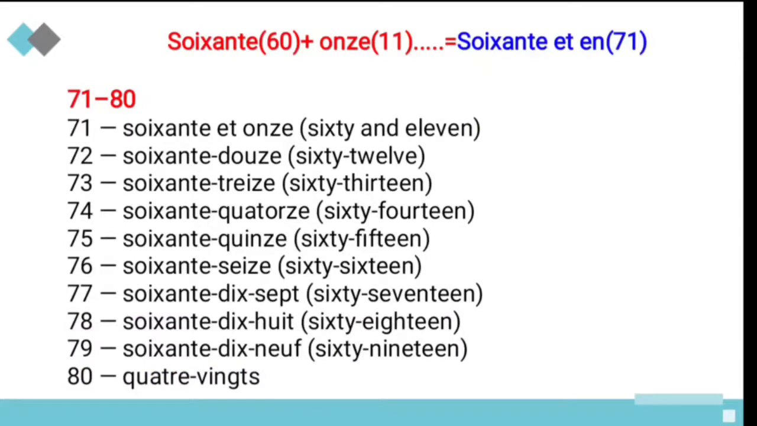Let us move to 71 to 80. See, 60 plus 11. So you have to write the numbers from 11 to 19. So 60 in French is soixante. 60 plus 11 is equal to what? 71. 72, that is 60 plus 12. 73, 60 plus 13. 74, 60 plus 14.